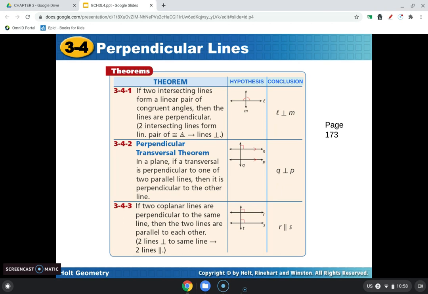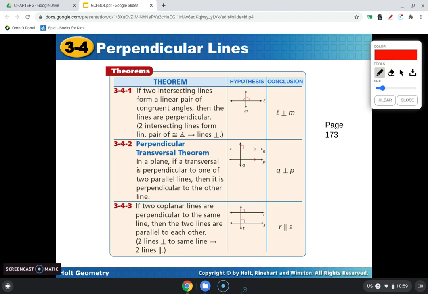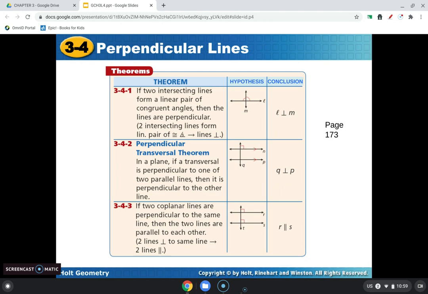341. If you have 2 lines that form a linear pair of congruent angles, then the lines are perpendicular. So if you got 2 lines and you know that those 2 angles there are the same, then you got yourself perpendicular lines. So L would be perpendicular to M.